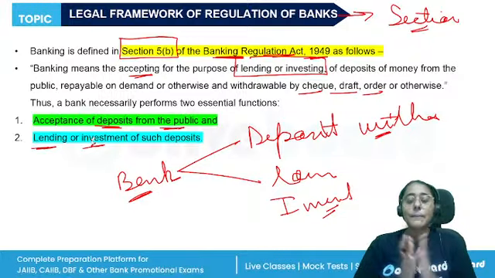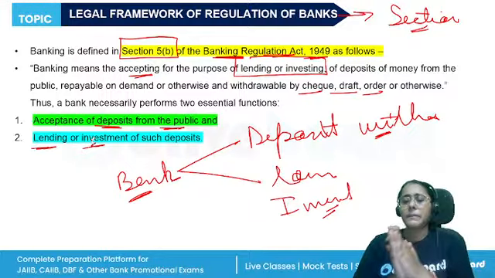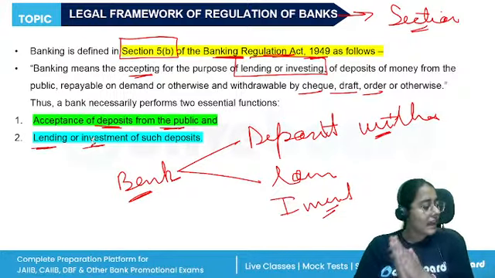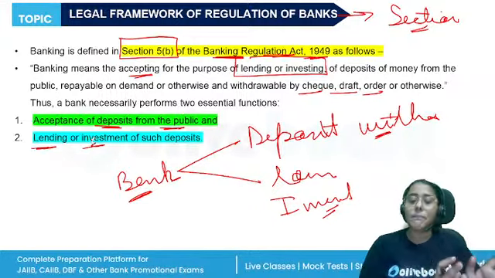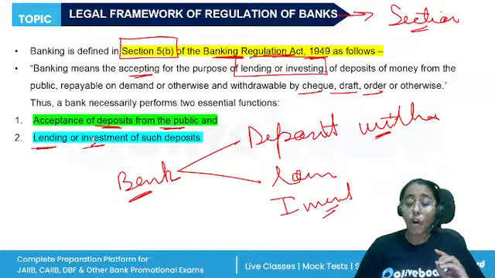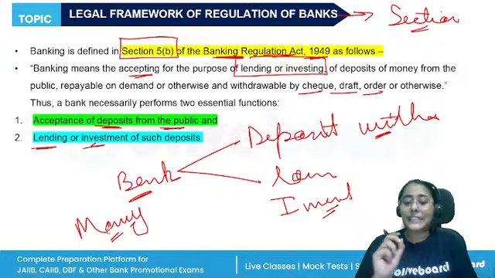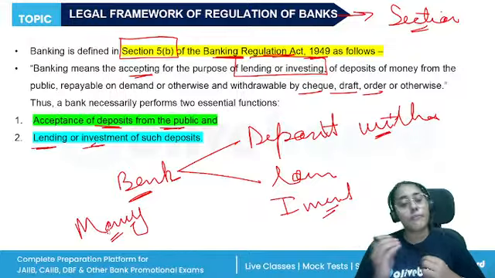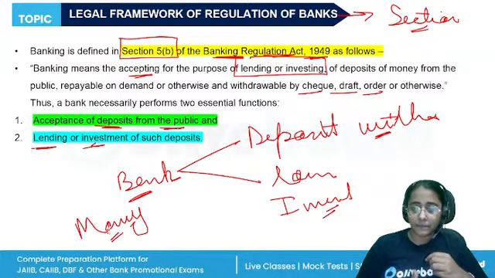So these deposits are repayable on demand, or they can be repayable after a period of time, right? Either demand deposits, CASA, or fixed deposit as per the agreement between the banker and the customer. Also, deposits of money only. Banks are not allowed to deal in any goods. They will accept deposits of money. They will give out loans of money only, right?